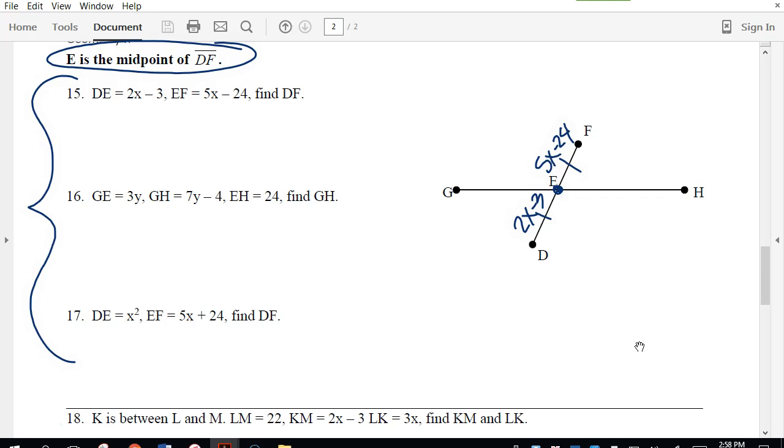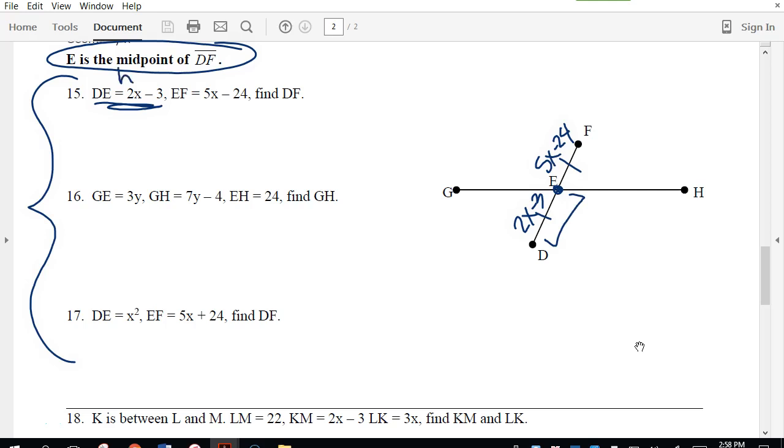Before we just start setting things equal to each other, don't do that tomorrow. Look at what you're given. I even want you to write it down. I want you to mark down if these are parts, or halves, or wholes. What is DE? It's 2x minus 3. Is it just a part, or is it more than a part? What do these tick marks mean? Equal. It is exactly half. Do you agree that if this is a midpoint, this is exactly half? Yes. It's not just a part, it is half.